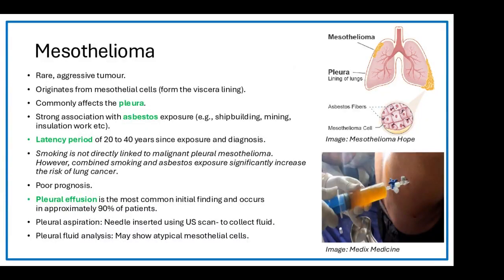Smoking is not directly linked with malignant pleural mesothelioma. However, we know that smoking combined with asbestos exposure can increase the risk of lung cancer. Unfortunately, this carries a poor prognosis, and because of its location in the pleura, it commonly presents with pleural effusion, and that is the initial finding in lots of patients. So you can do a pleural tap with the help of an ultrasound scan and analyze these cells, and it may show some atypical mesothelial cells.